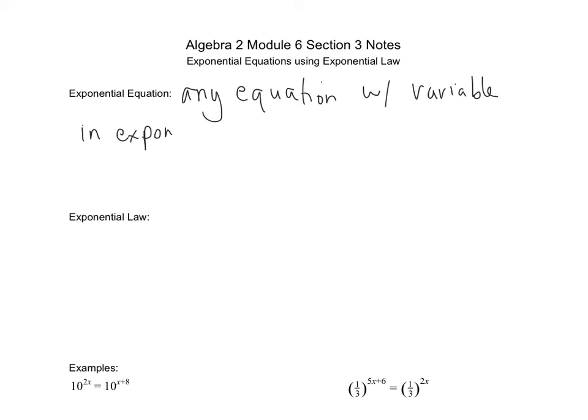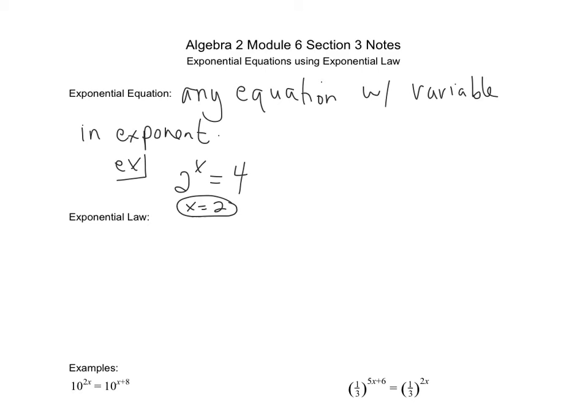Now, some of these can be really easy. For example, if I have, say, 2 to the x power equal 4, well, if we just think about that, 2 to what power is 4? Well, that would be 2. So x equals 2 would be our solution, because just like any equation, we're trying to figure out what x makes the equation true.